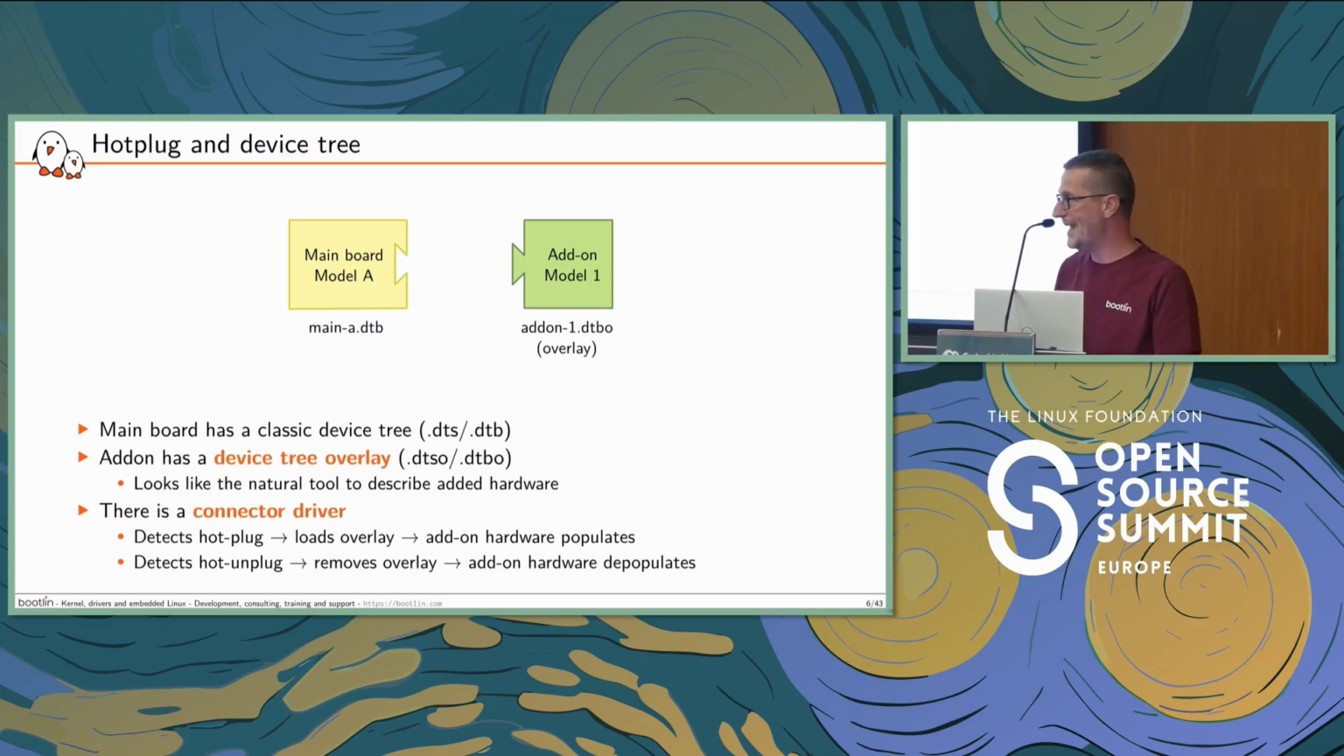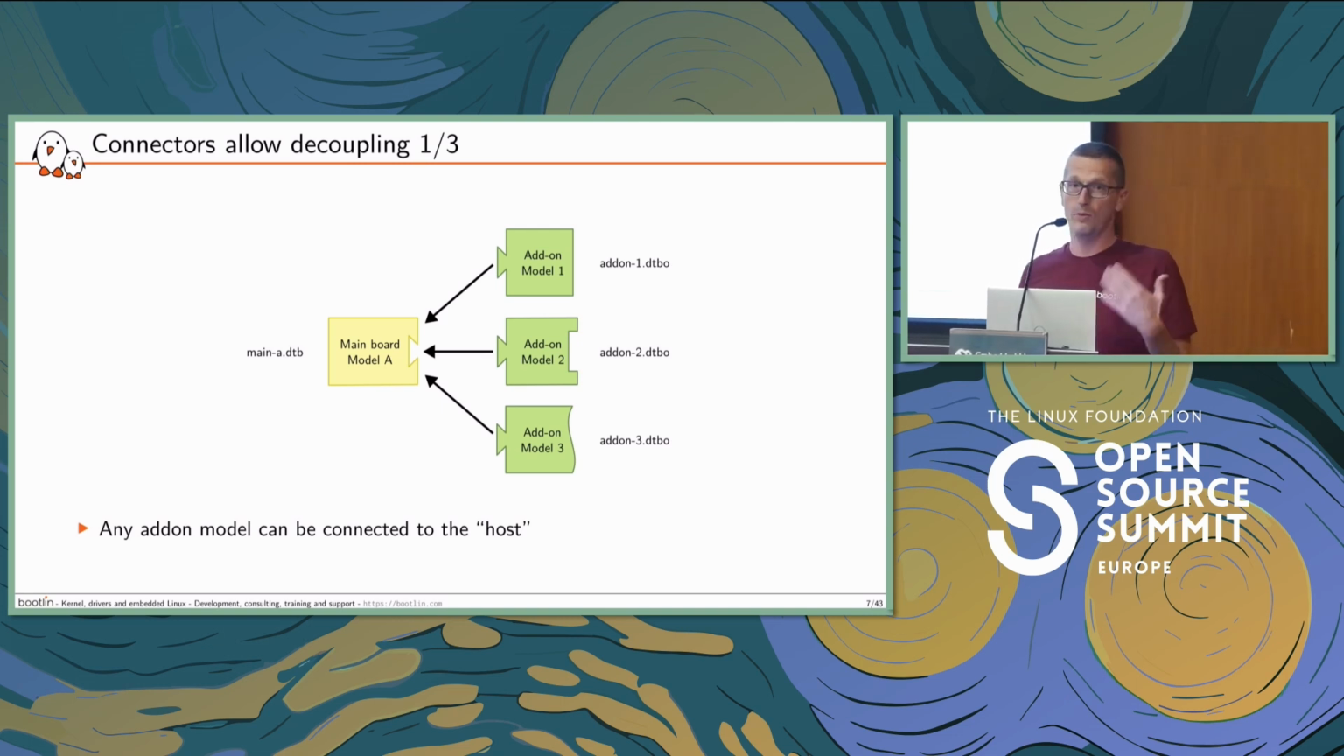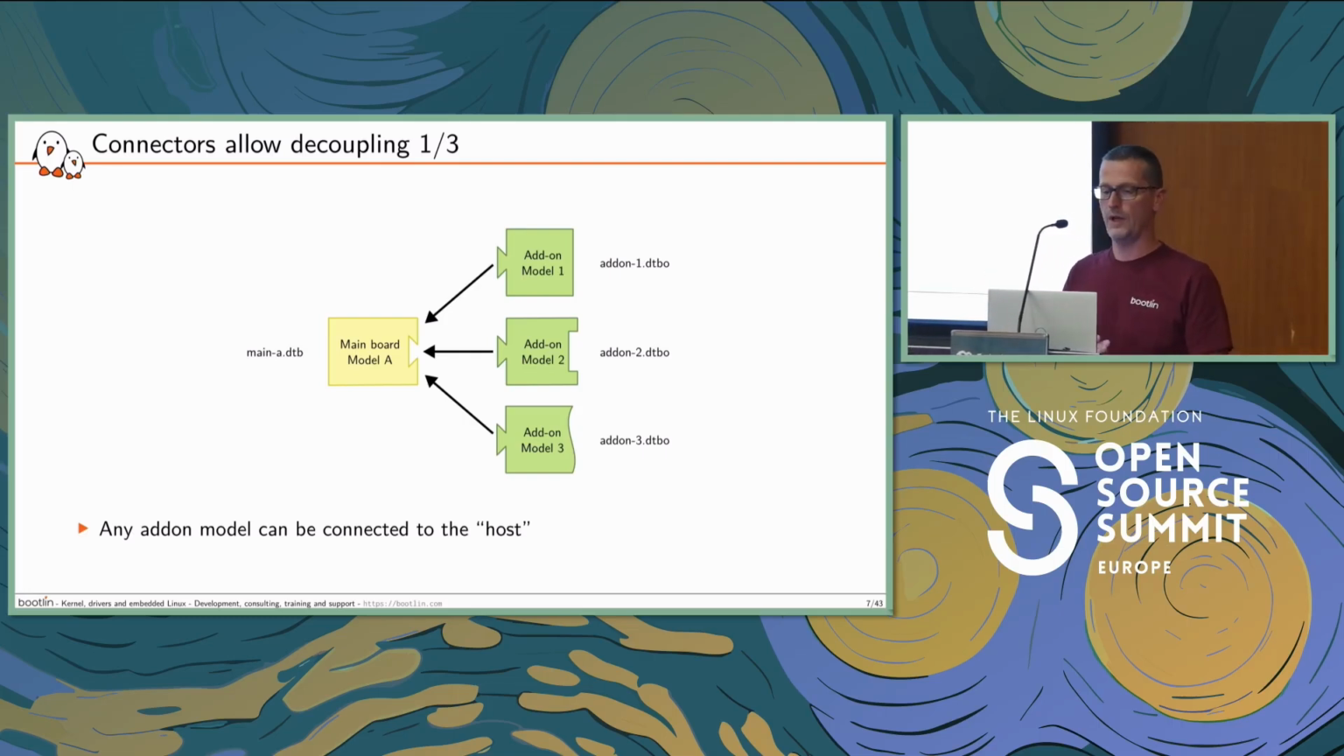So we also have, for the connector, a device driver supporting the connector, which has some way to detect when a board was added and removed, and is able to read the ID of the board. So when the hotplug event happens, it loads the appropriate device tree overlay, and when it is removed, it removes the overlay. So this populates and depopulates all the devices on the system. It is a bit more complex than that because you need to read the EEPROM ID, but the principle is this.